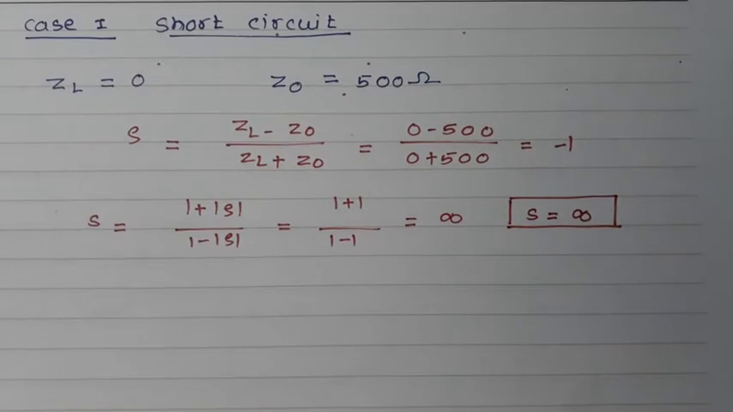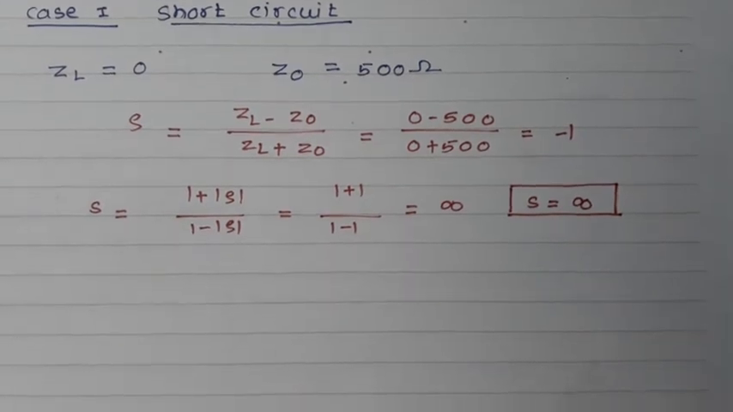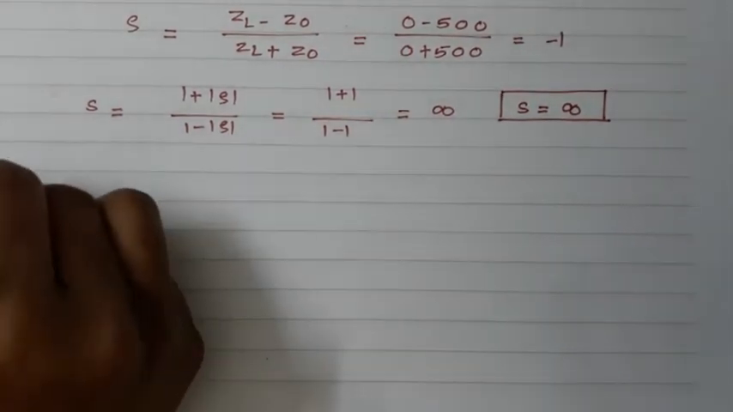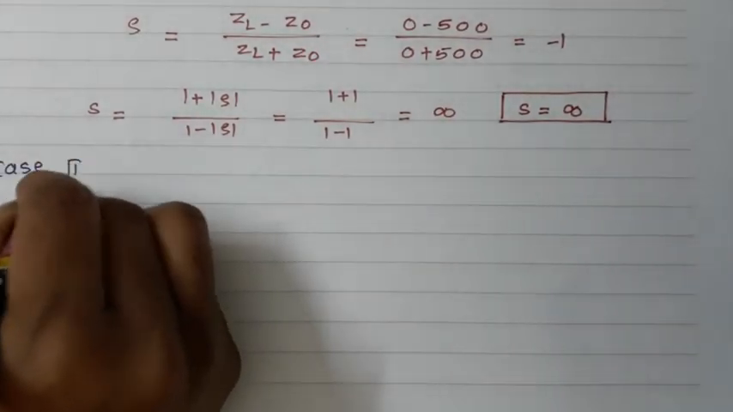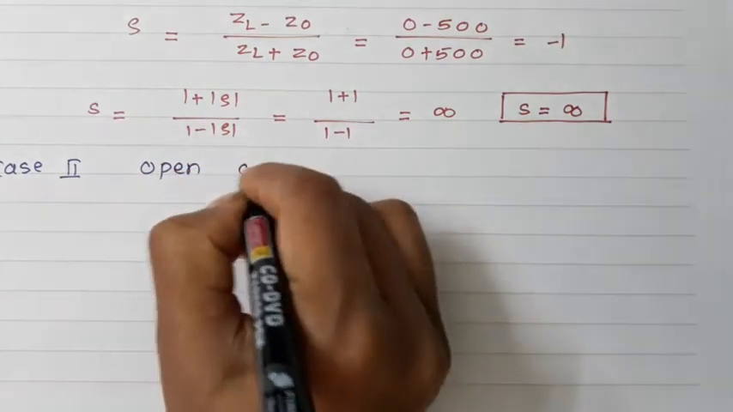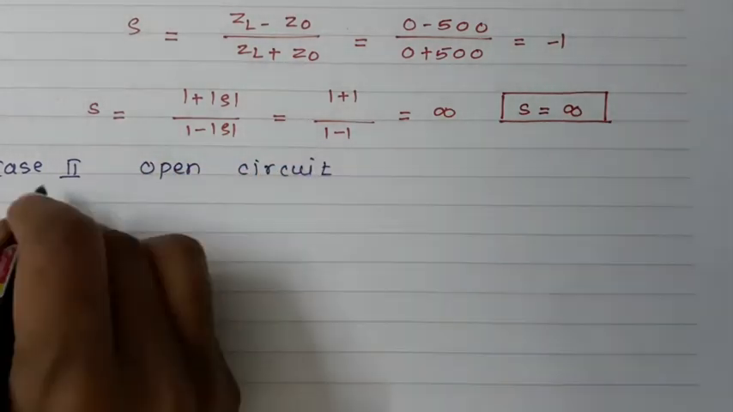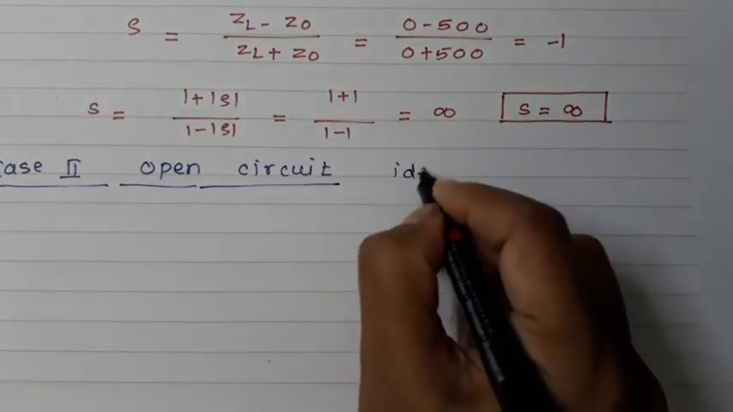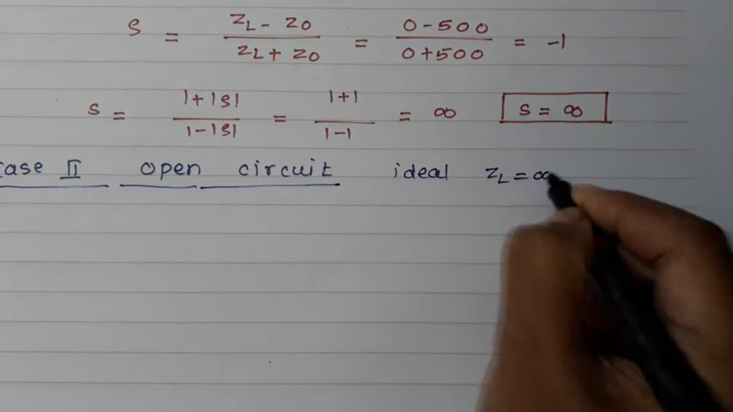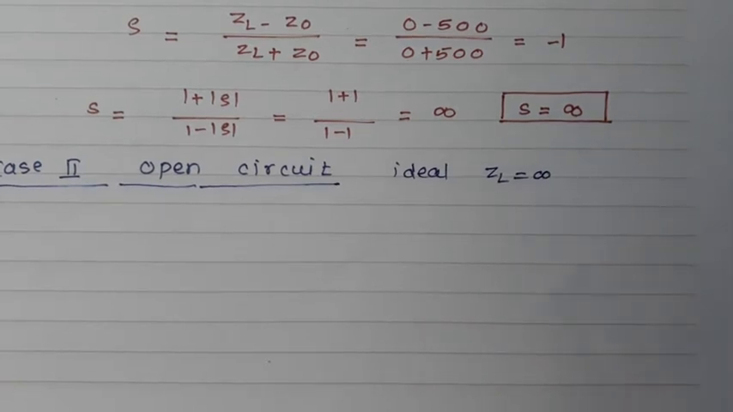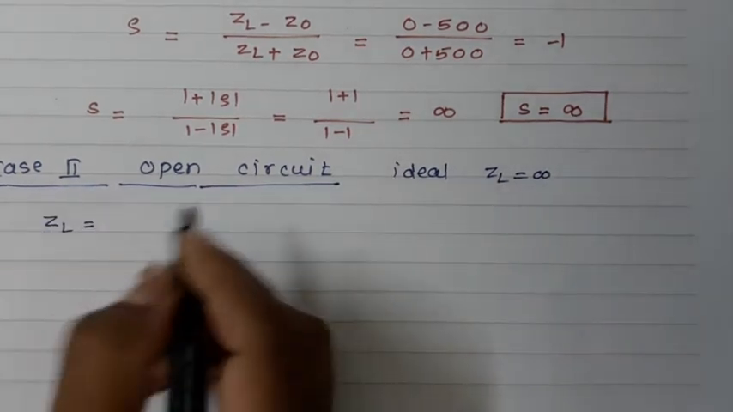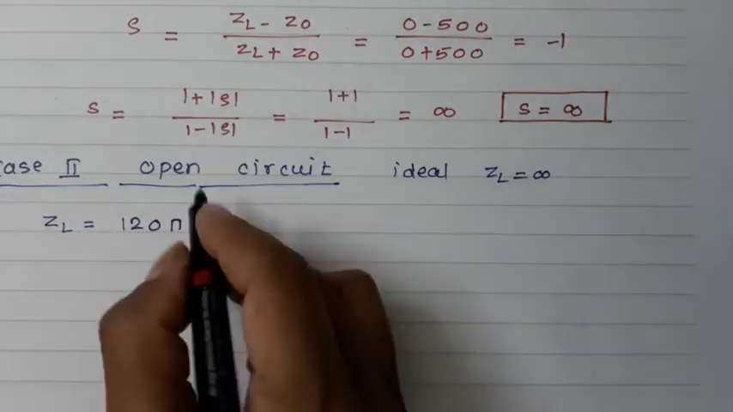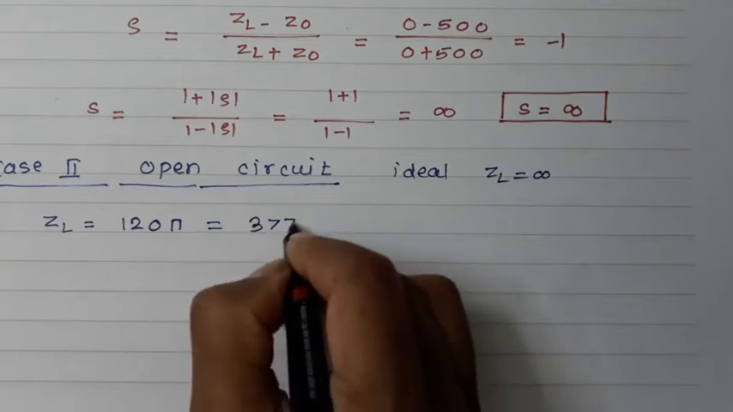Now let us consider another condition, which is the open circuit. Here we are assuming that our circuit is open. Whenever the open circuit condition is there, ideally my ZL must be infinite, but when you are open circuiting it, the load is nothing but free space, which has a load impedance of 120 pi, which is 377 ohm.